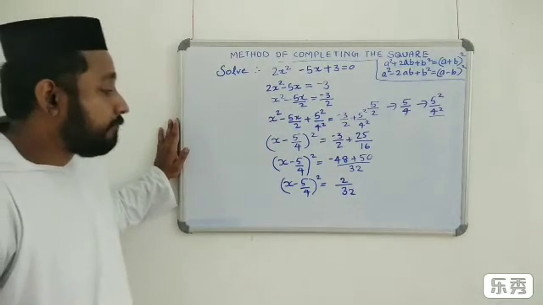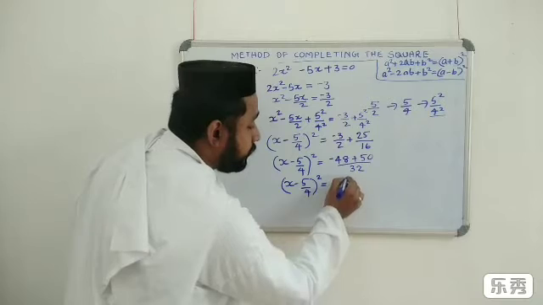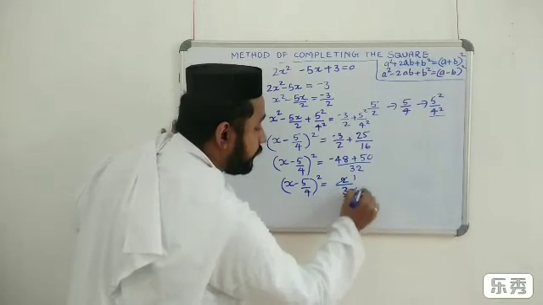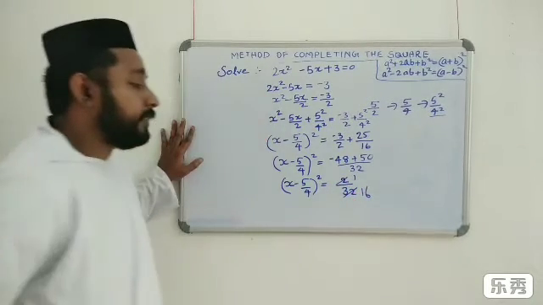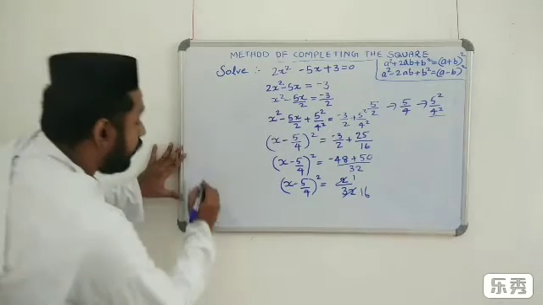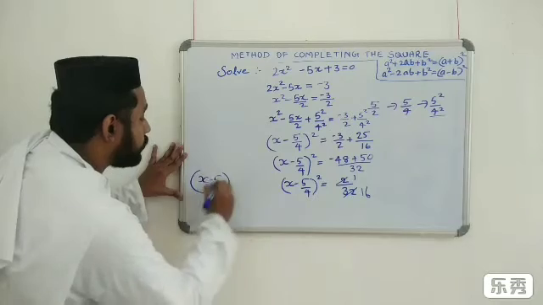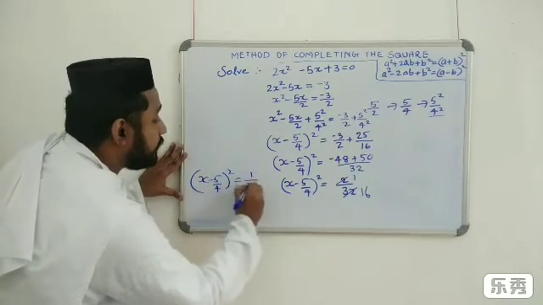(x − 5/4)² is equal to 2/32. We can cancel 2 and 32: 16 into 2 is 32, therefore we can cancel 2. So 1/16. So we got (x − 5/4)² equal to 1/16.